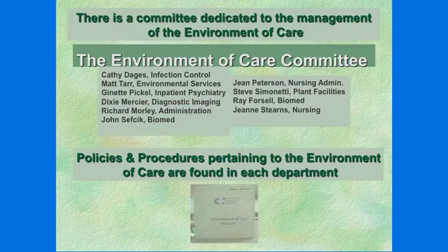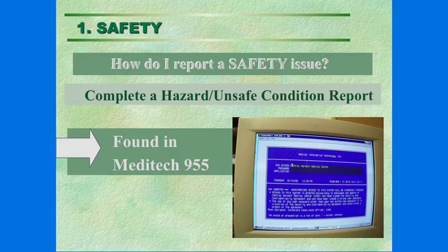Policies and procedures can also be found in each department, because some of these areas are department specific, when we talk about things like fire safety and emergency preparedness. That's why there are policies and procedures and manuals in each department, okay? So the first area we're going to talk about is safety. And what do you do if you have a safety issue?